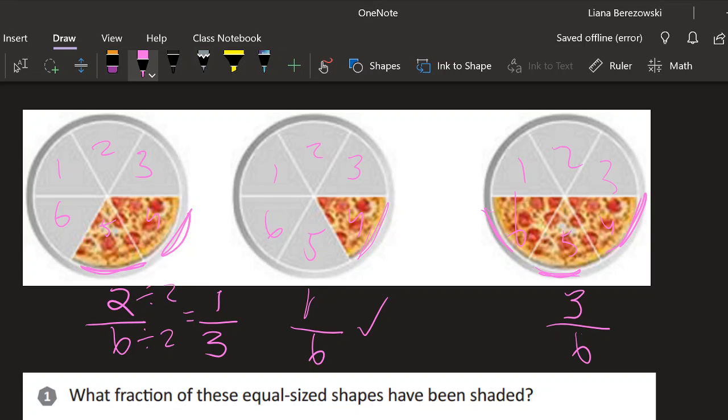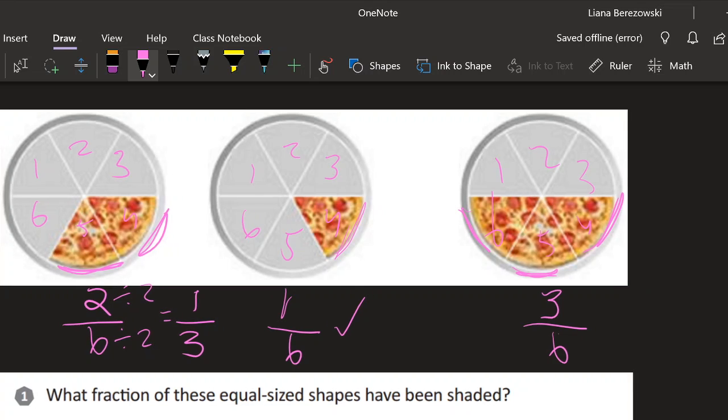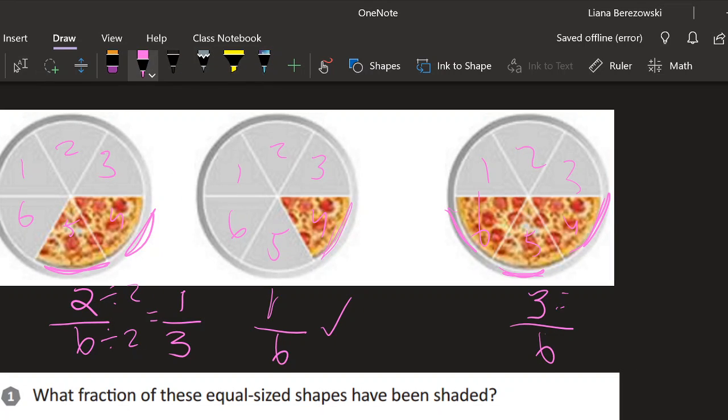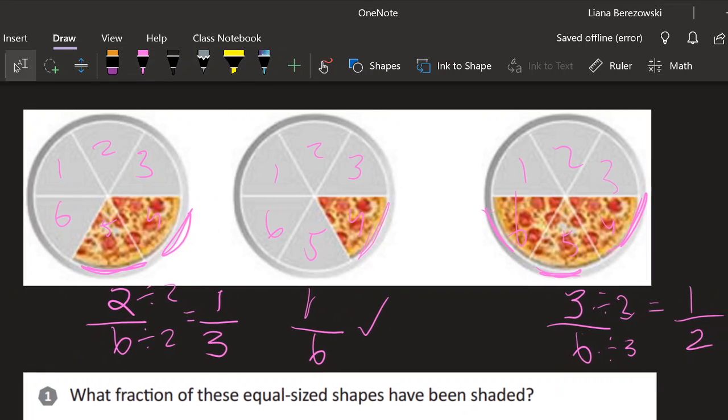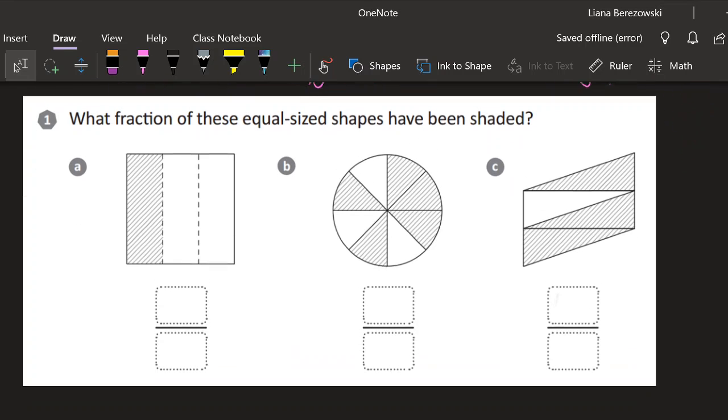Now this fraction here, 3 over 6, is another one that can be simplified. The way we're going to do that is by dividing both the numerator and the denominator by 3. Sorry, that should be a 3. So if we divide the numerator and the denominator both by 3, we'll get 3 divided by 3, which is 1, and then 6 divided by 3, which is 2. So that means 3/6 and 1/2 are equivalent fractions. They mean the same thing. Let's move on to the next example.